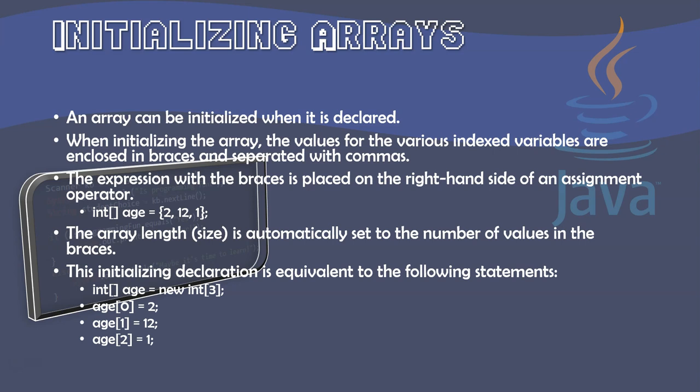If we want to look at this declaration in another way, it is equivalent to saying the following: int array age equals new int 3, age of 0 equals 2, age of 1 equals 12, and age of 2 equals 1. These two expressions are equivalent. There are times when using one or the other might be more helpful depending on your situation. Most of the time, we might start with this, and then use, for example, a for loop to fill each of these individual values, because instead of saying 0, 1, 2, we might say i, and it's going to be whatever happens during that iteration. But there are times when we may want to predefine those values of the array and then go from there.